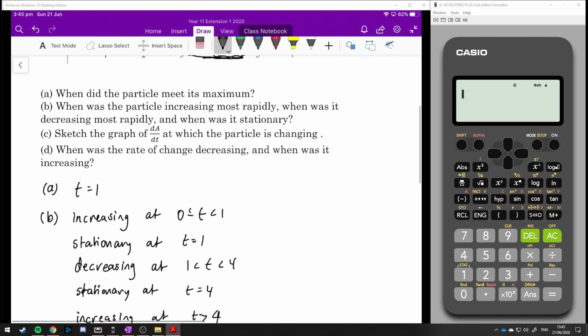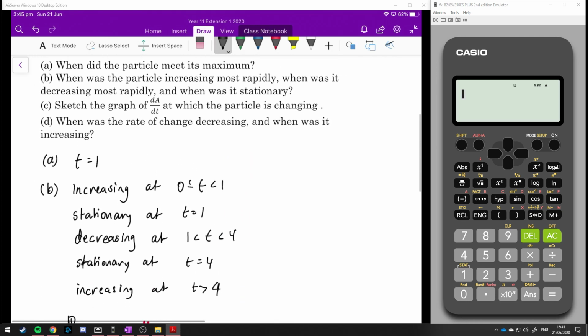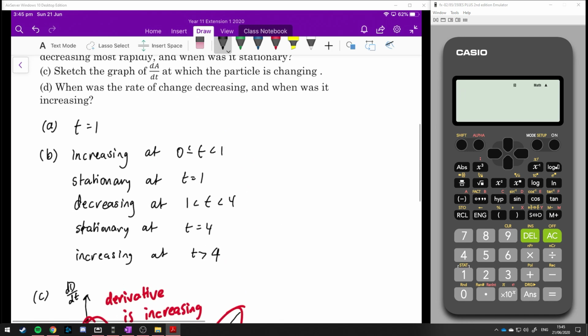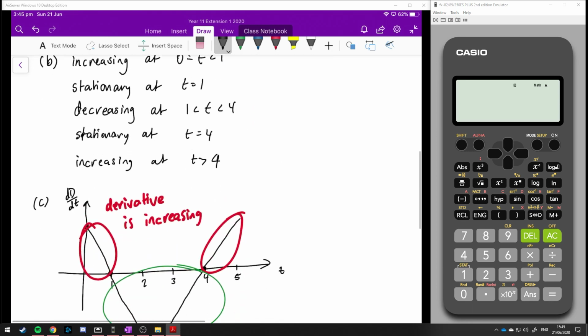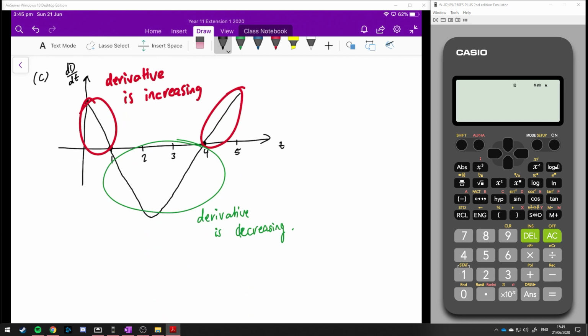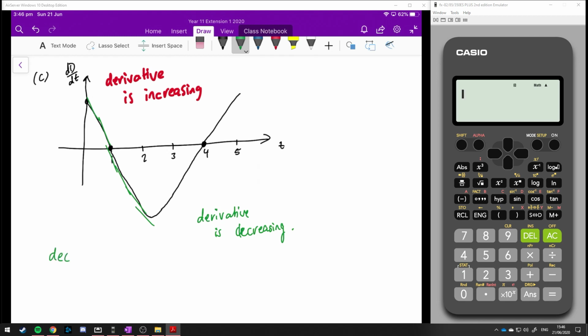Now the last question: when was the rate of change decreasing and when was it increasing? We're looking at this function now, this one down here, and we're going to do the same thing as before. When is it decreasing? When is it increasing? It's decreasing, with my tangent values all negative, between 0 and 2.